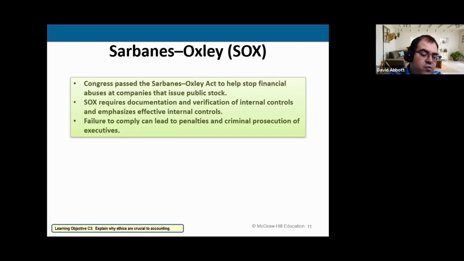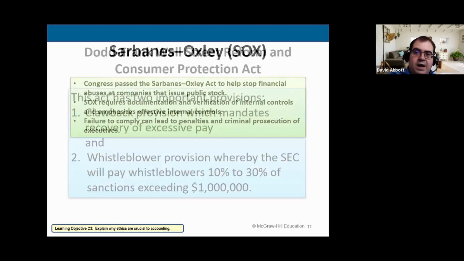CEOs and CFOs who knowingly sign off on bogus accounting reports risk millions of dollars in fines and years in prison. And again, this happened because of Enron, WorldCom, some of those kinds of things. This act came out of that. And so you'll notice when you look at any kind of annual report that the CEO or whoever, somebody has to sign it. And also the auditing firm has to sign it.